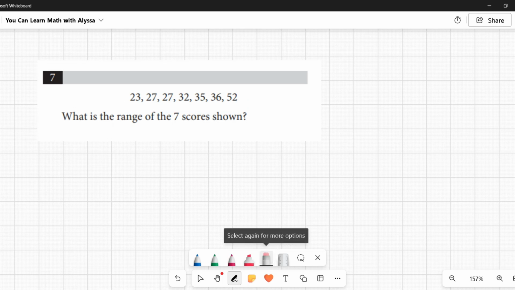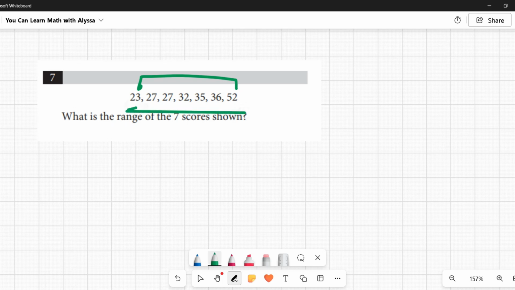And last but not least, range is where you see how far apart the first and last number are. The one sort of trick thing with range is sometimes I've seen where they don't put the numbers in order. So always check that first. Check that they're in order, and they are. They are from smallest to largest. So I have my smallest number 23, my largest number 52.